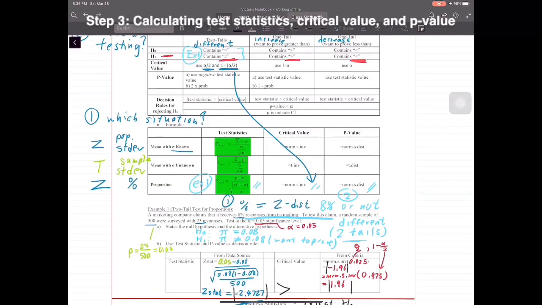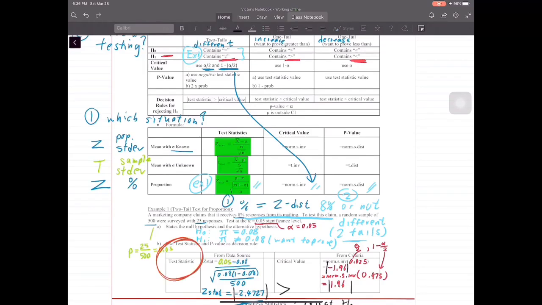Step 3 is calculating the test statistic, the critical value, and the p-value. The first value that we're calculating is the test statistic. And because we know that we're in the proportion situation, when we calculate the Z statistic, we use the formula p minus pi divided by the square root of pi times 1 minus pi divided by n. And p is your sample proportion, pi is your population proportion. And how we calculate p, the sample proportion, is 25 over 500. Pi is your population proportion, which is 8%.